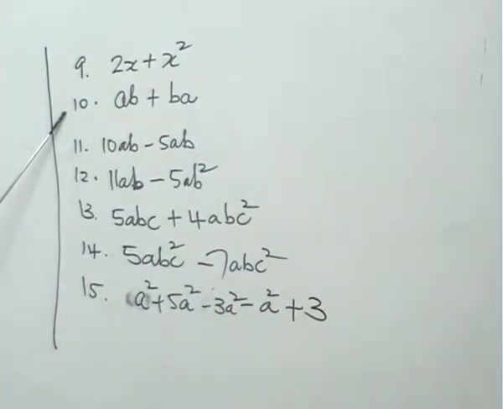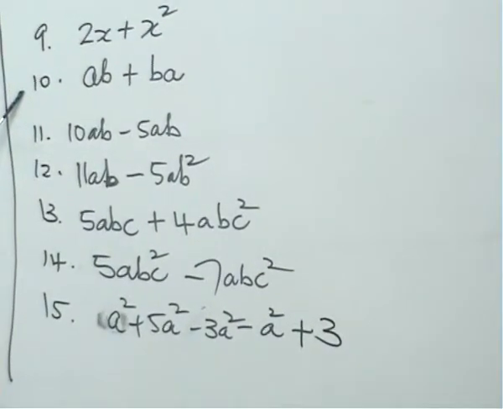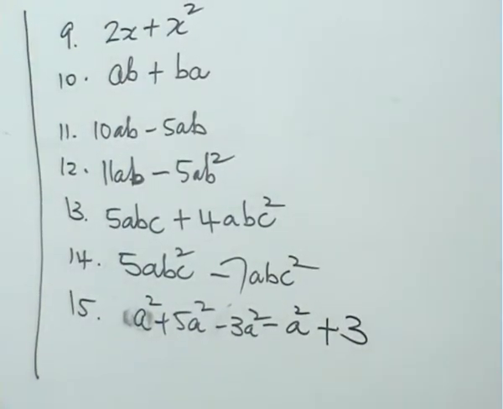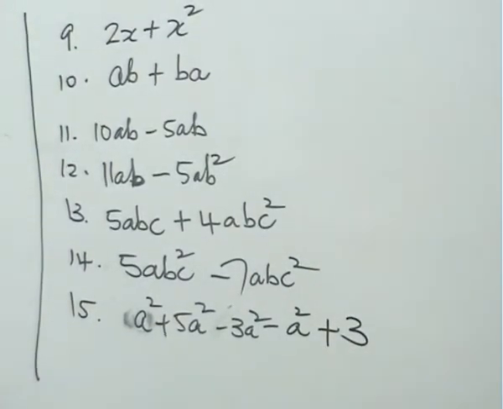Number 10, ab plus ba. Remember, ab and ba are exactly the same. The order does not matter. Number 11, 10ab minus 5ab. Number 12, 11ab minus 5ab squared. Number 13, 5abc plus 4abc squared. 14, 5abc squared minus 7abc squared. 15, a squared plus 5a squared minus 3a squared minus a squared plus 3. Add or subtract if possible, because in some examples it will not be possible because the terms are unlike. So try these examples and then we will come back to mark them.